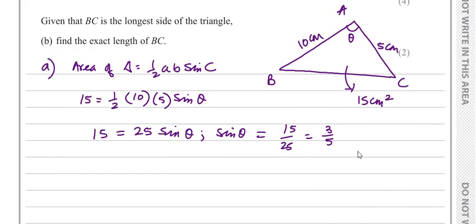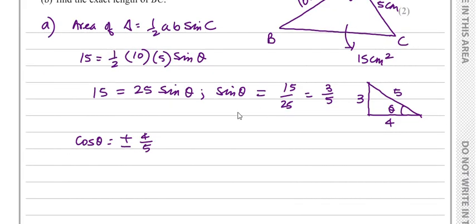So in order to get the value of cos theta from here, what we need to do is draw a right angle triangle, and then say this is theta. If sine theta is 3 over 5, opposite side should be 3 and hypotenuse should be 5. In that case, this side should be 4 because it's a Pythagorean triplet. 25 minus 9 is 16, square rooted is 4. So that means cos theta will be equal to plus or minus 4 over 5, because it can be two values here. I'll show you why there can be two values.